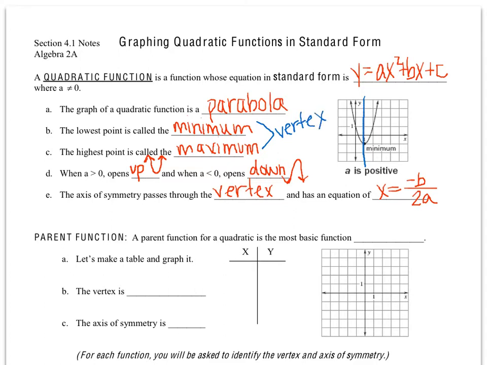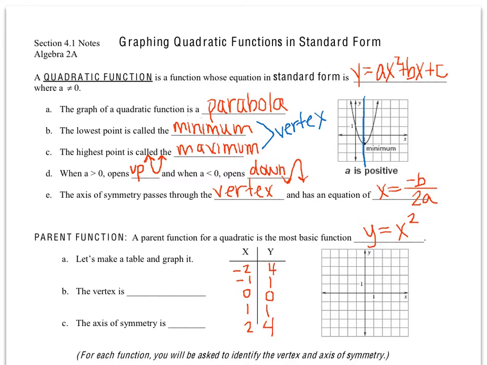So let's talk about parent functions. The parent function for quadratics is the most basic function, y equals x squared. That's our most basic quadratic. So let's make a table and graph it. Since it's our most basic, it's right around the middle, so I know to use -2, -1, 0, 1, and 2. If I plug -2 in and square it, I get +4. -1 squared is 1, 0 squared is 0, 1 squared is 1, and 2 squared is 4.